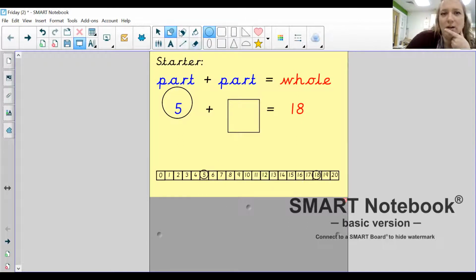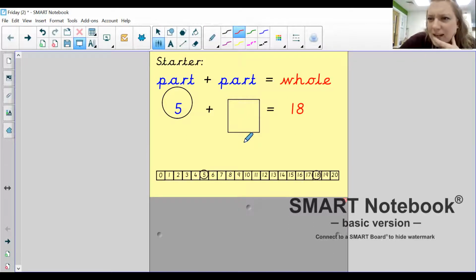Right, so we're starting off from 5 and we need to make 18. We need to find out what the other part is. Now, the easiest way for me to do this using a number track is to start at 5 and then count up to 18. So I'm going to draw my frog hops or my bunny hops. I'm going to count how many times I need to hop to get to 18. So count with me, starting at 5.